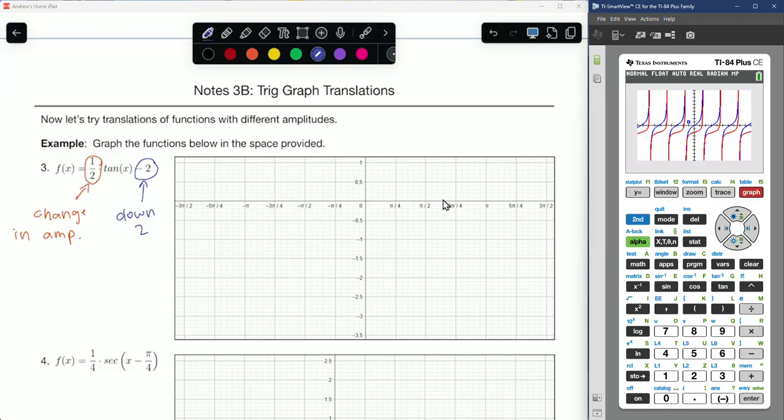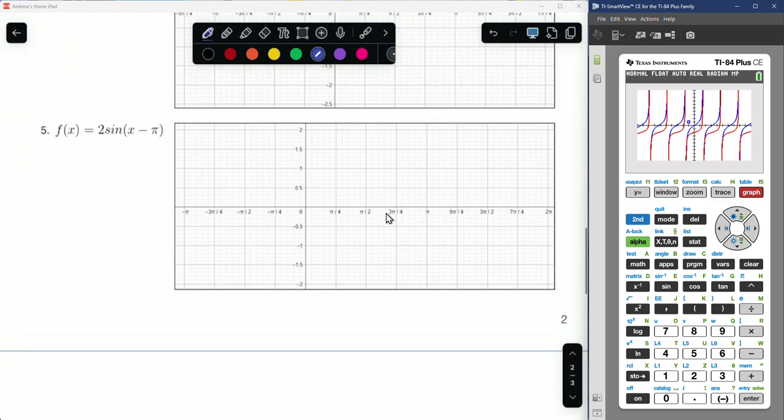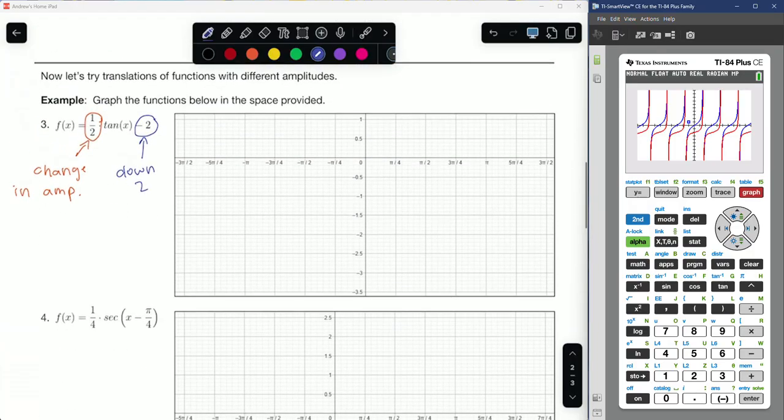All right, you've got the rest of class. I'd like you to try 3, 4, and 5 using technology to help you. I'll post the answer keys on Canvas later this weekend. If you have questions, let me know.